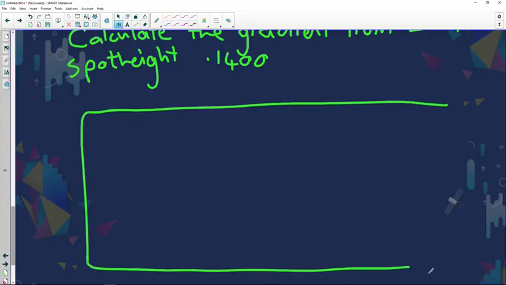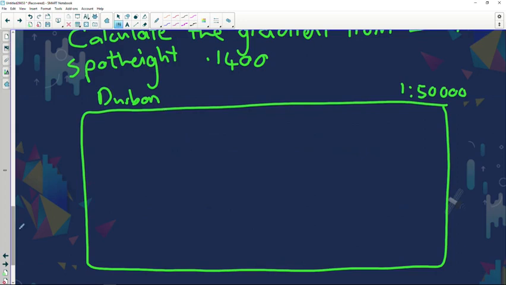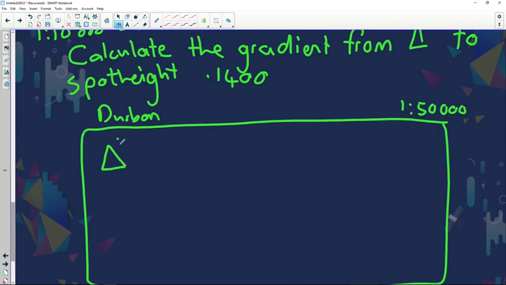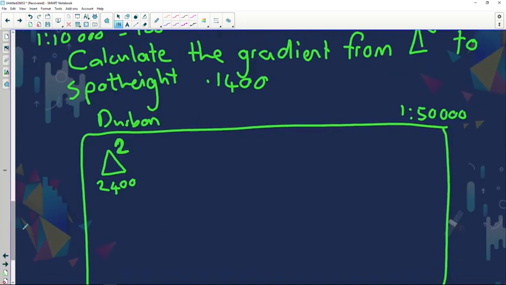So let's assume this is my map down here. Let's continue. This is my topographical map, 1 to 50,000 map. And let's call it the map of Durban. So the question states, calculate the gradient from tree beacon number 2. So I'm going to try and make this bold and italic, a little bit fatter. And the actual height is 2,400 meters to spot height 1,400.